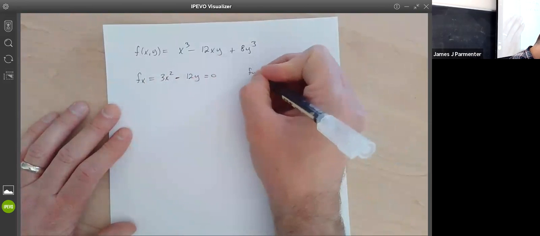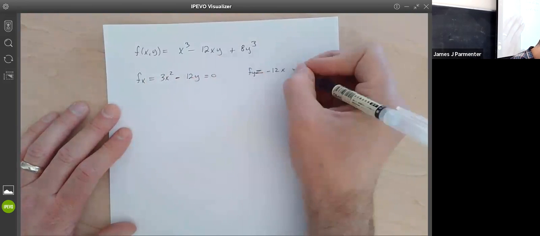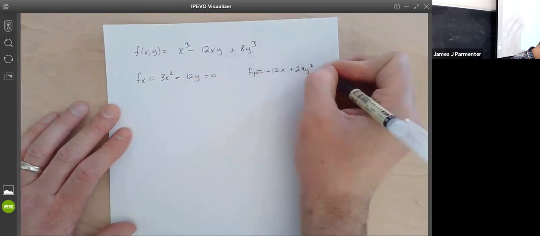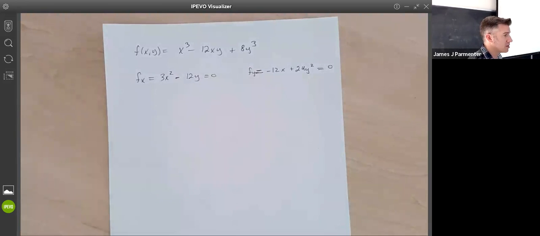And fy is going to be negative 12x plus 24y squared equal to 0. So you'll notice here that neither of these equations leads to a specific value for x or y. So typically when you get something like this, we have to solve one equation for one variable and plug it into the other one. And it is usually good to avoid taking any square roots of any sides, because often that can accidentally exclude an answer that we shouldn't have.